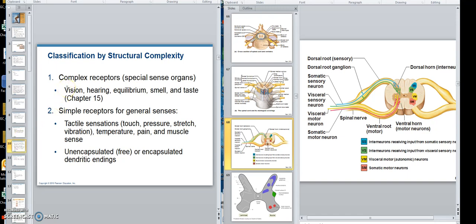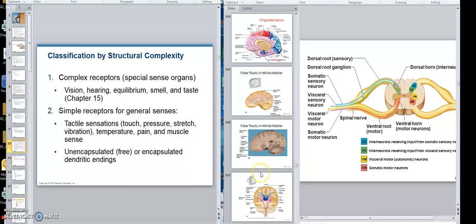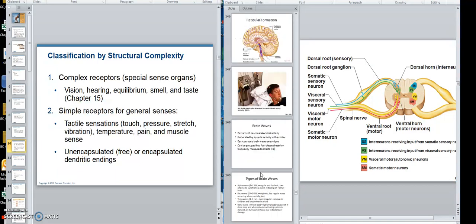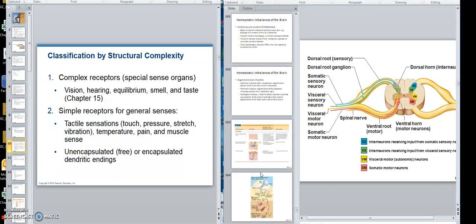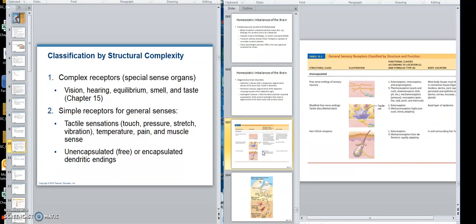Complex receptors involve those special senses, hearing, sight, things of this nature. Simple receptors are just touch receptors, very simple. Unencapsulated free endings. Let's go down here. Okay, we'll journey down a little bit. So we have different kinds.